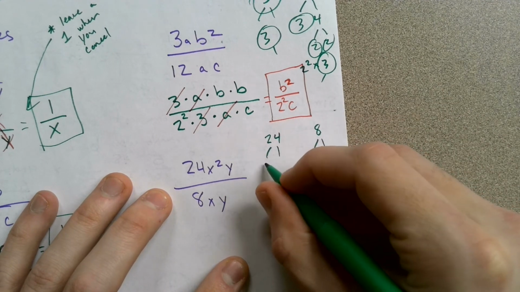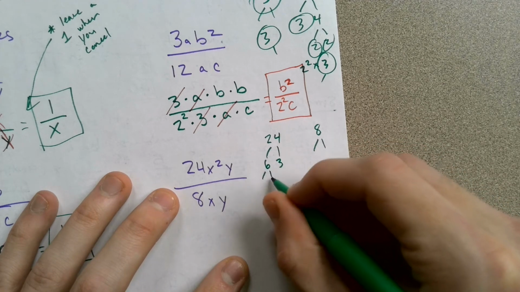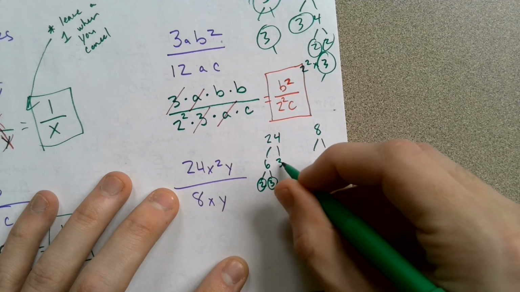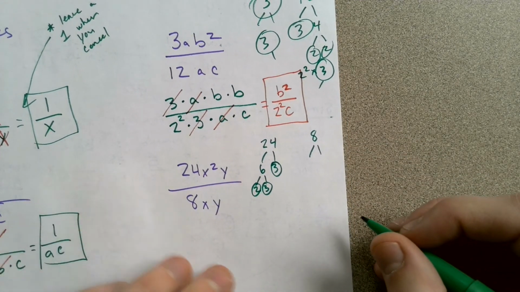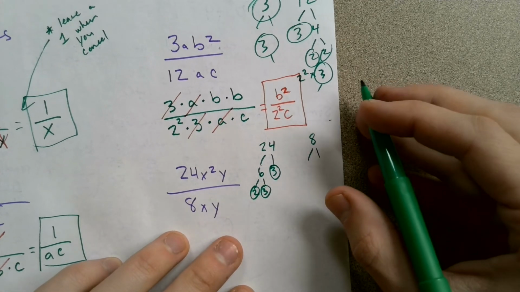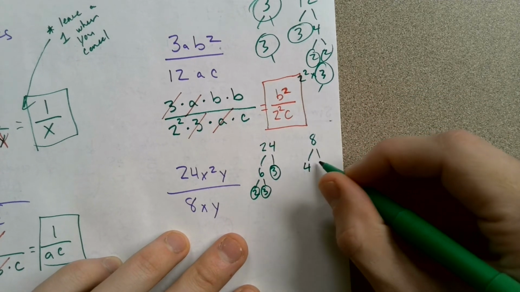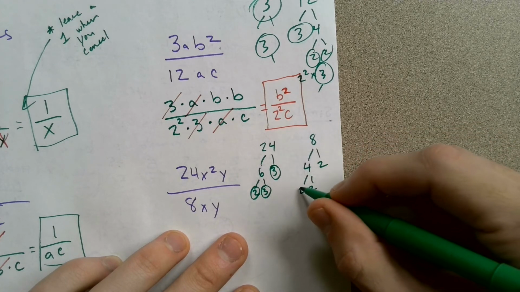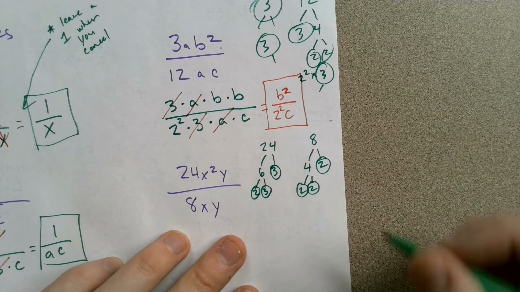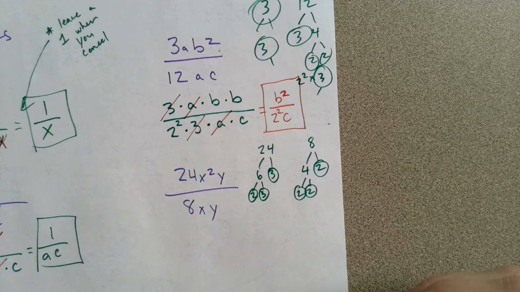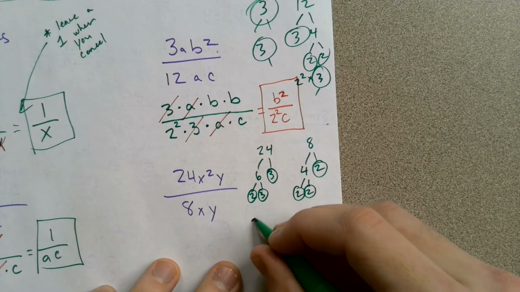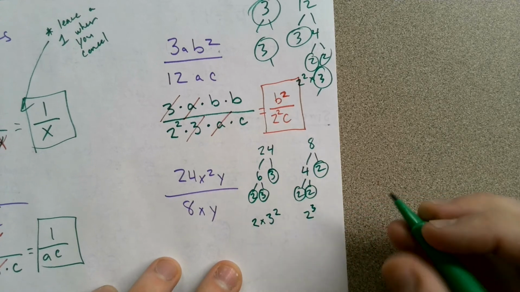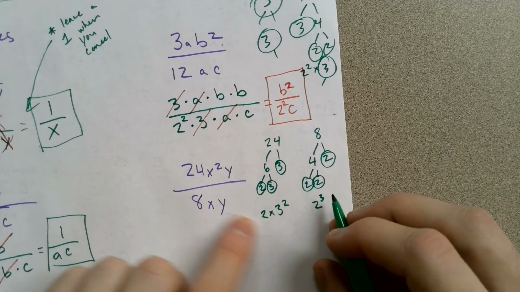Bam, bam. 24, let's make it 6 and 3. Let's make that 2 and 3. Boom, boom, boom. Over here, let's make this 8, 4, and 2. Make that a 2 and 2. Boom, boom, boom. This one writes out as 2 times 3 squared. This one writes out as 2 to the third. That's how we're going to plug them in here.